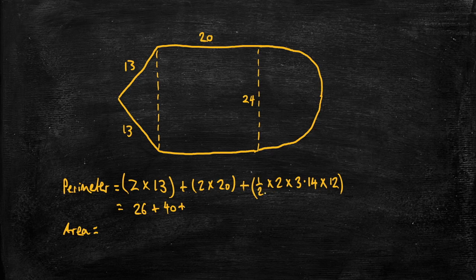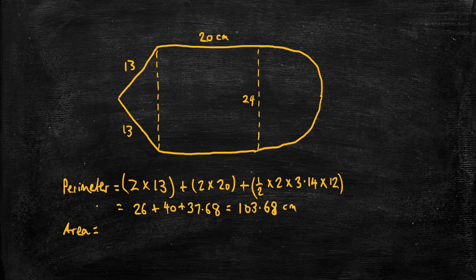Half times 2 will be 1 times 3.14 is just 3.14, and then times 12, and that comes to 37.68. If I add those three numbers together, I get 103.68. And I haven't mentioned units here, but let's suppose that everything is measured in centimeters. So then the perimeter is in centimeters as well.